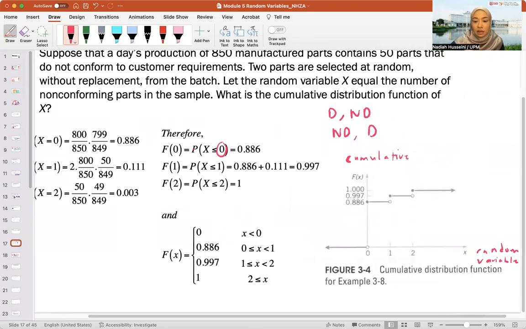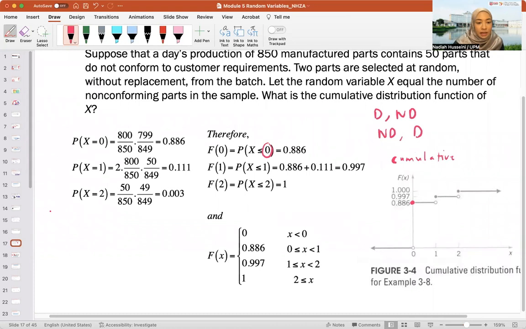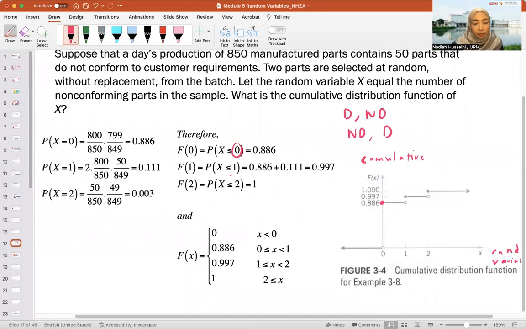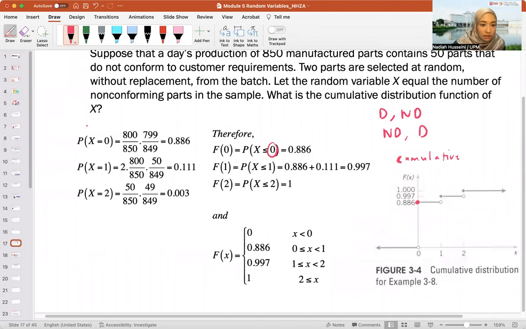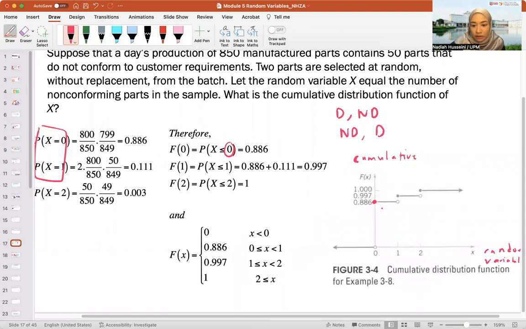So how do we plot this? At 0, I put in 0.886. We just put a dot there first. And then for probability x is equal to 1, it is 0.11. But we want to know the cumulative distribution function. Therefore, we need to add up anything that is equal to 1 or less than 1. So what is equal to 1 and less than 1? It is these two probabilities. So we add 0.886 plus 0.111, so we get 0.997, right? So for number 1, it is 0.997. I just put a dot there to plot it.